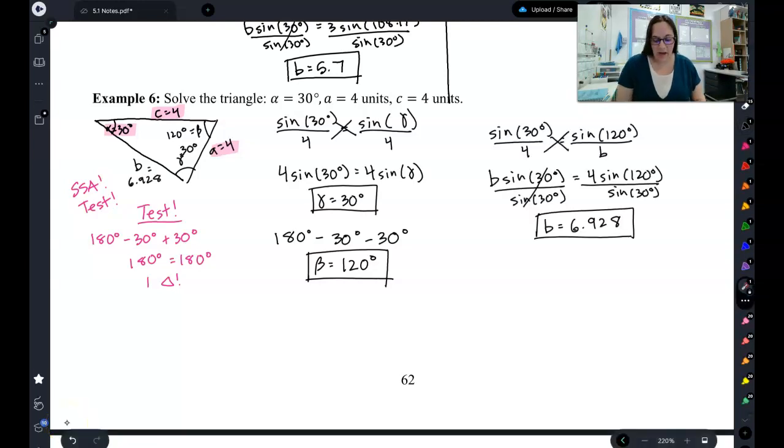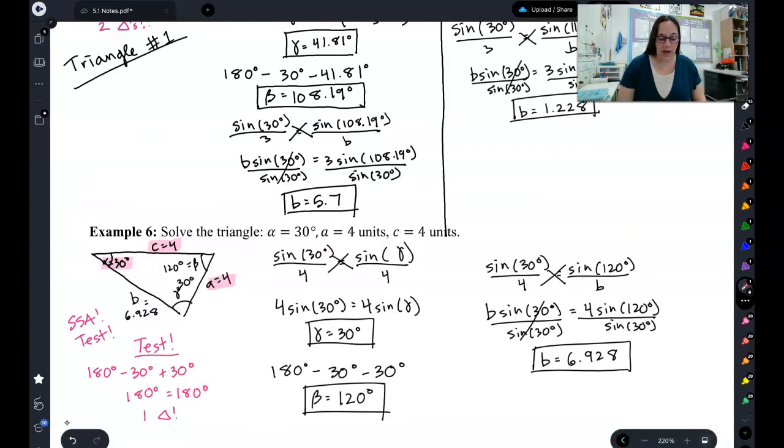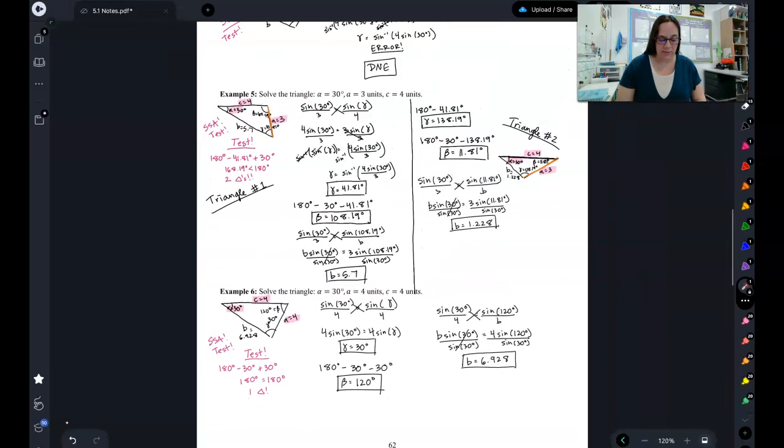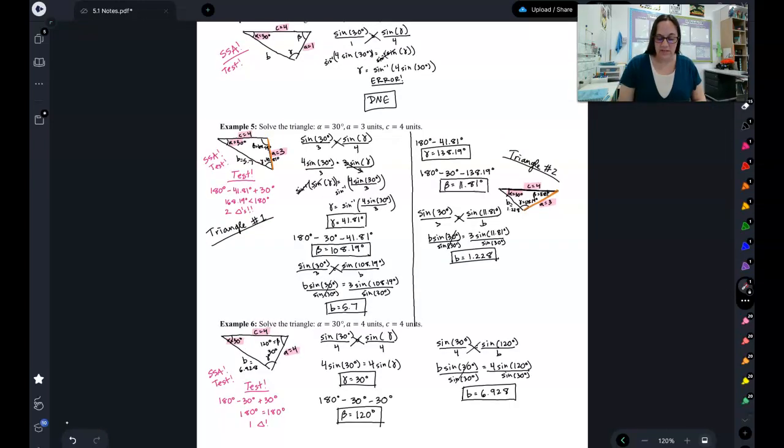There we go. I got b is 6.928, and because there's only one possible triangle here, I am finished. So that is 3 different examples with your ambiguous case, side-side-angle, where you have to do your test. In the next 2 videos, we're going to do some application problems using the law of sines.